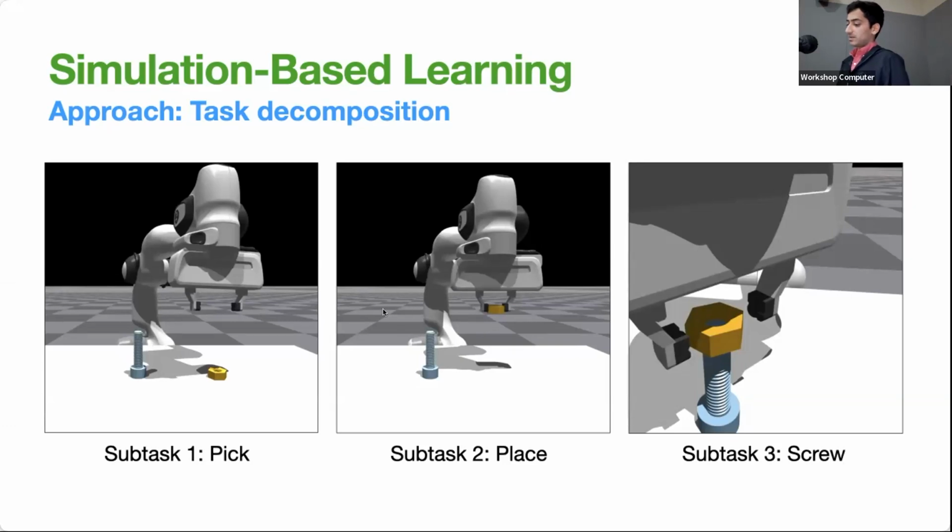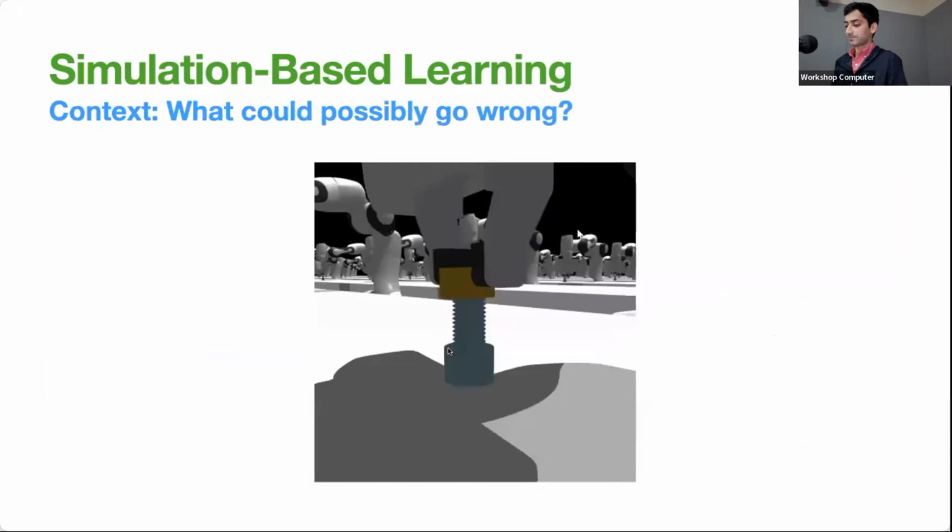subtasks. Pick, where the robot must grasp the nut from a random location on the work surface. Place, where the robot must transport the nut to the top of the bolt, and screw, where the robot must bring the nut into contact with the bolt, engage the threads, and tighten it. We learn a policy for each subtask and then execute them in sequence.